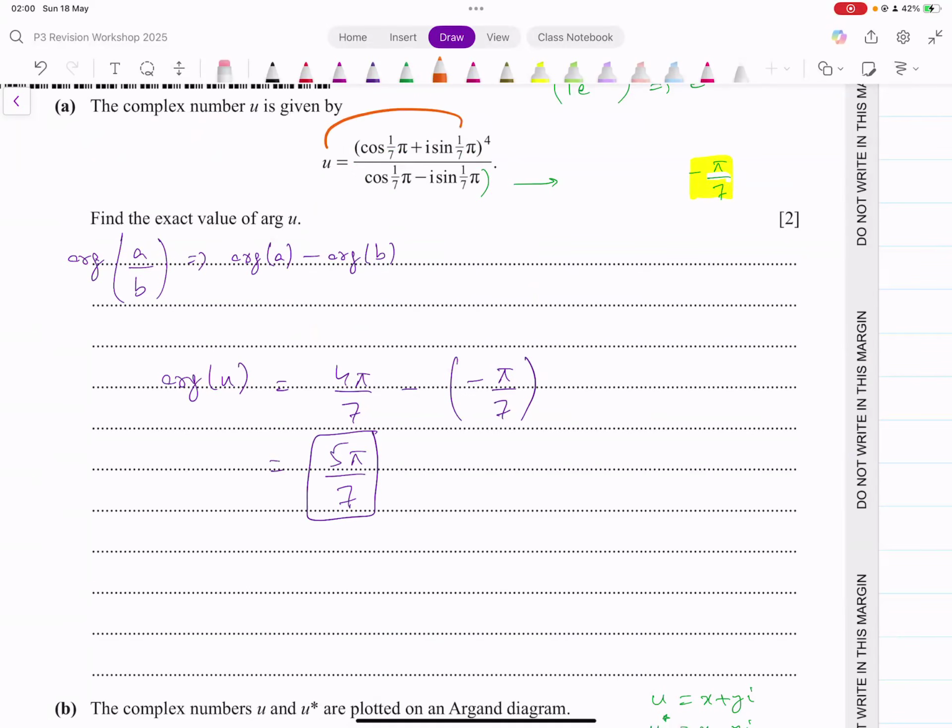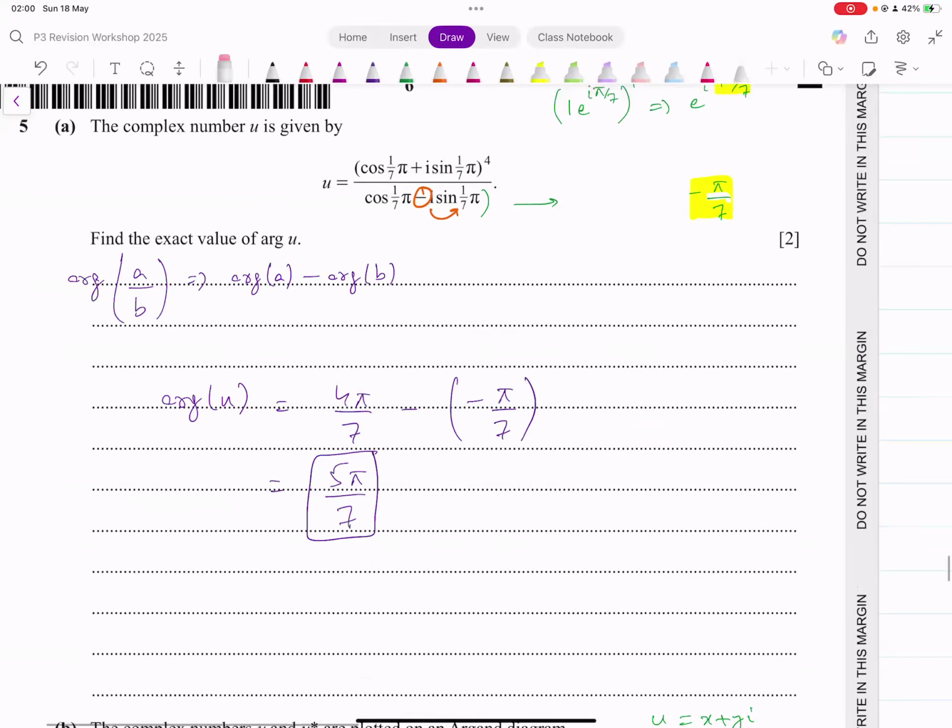Now, what are the individual arguments? Argument of the numerator. What's that? We can use the De Moivre's theorem that I told you about. Multiply 4 with this. Argument of the numerator is 4 pi over 7, right? That's the argument of the numerator. What about the denominator? We have a negative sign here. That means it's minus pi over 7. You subtract: 4 pi over 7 minus pi over 7, and that gives you 5 pi over 7. That's the argument of u. That's what you were looking for.